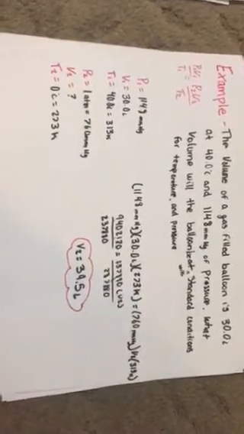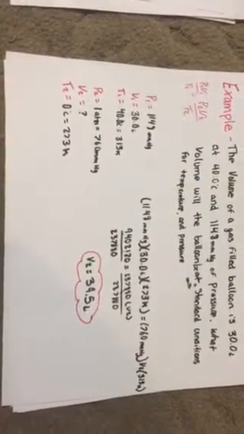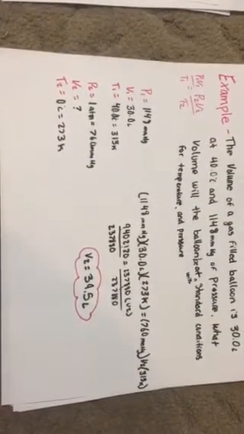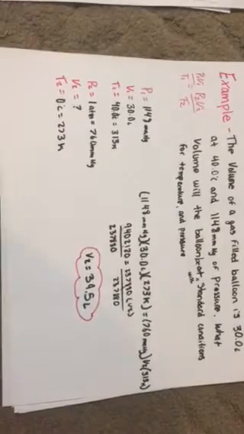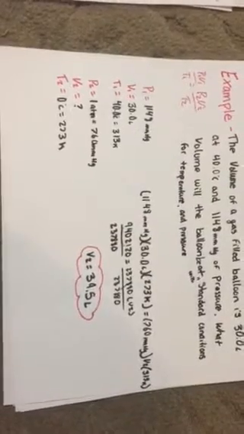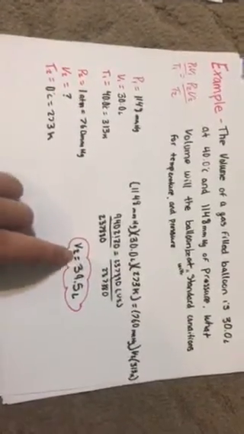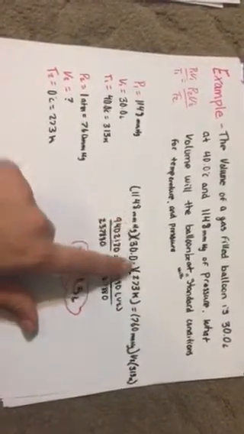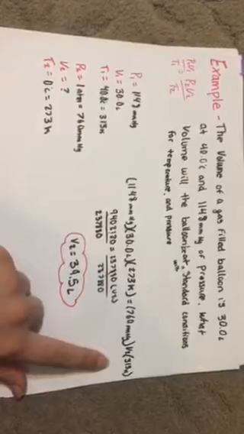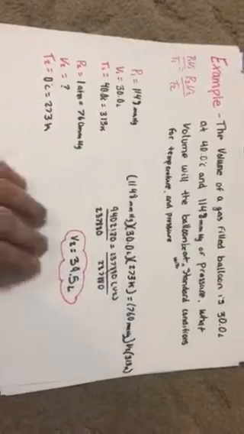An example: the volume of a gas-filled balloon is 30.0 L at 40.0 degrees Celsius and 1,148 mmHg of pressure. What will the volume of the balloon be at standard conditions for temperature and pressure? Make sure you have your table, plug in the variables, which makes it easier to solve. So multiply P1, V1, and T1 equals P2, V2, and T2. Solve that out, divide, and you get V2 equals 39.5 liters.